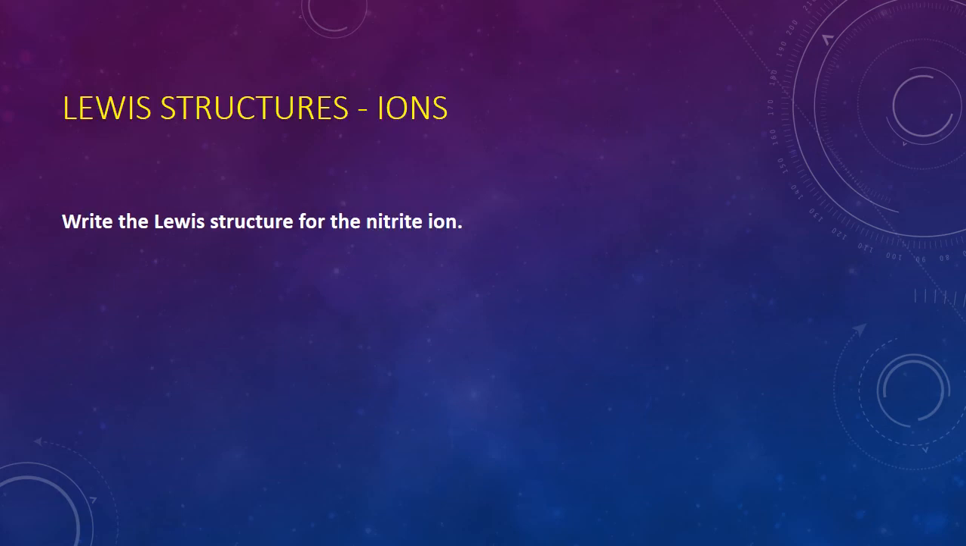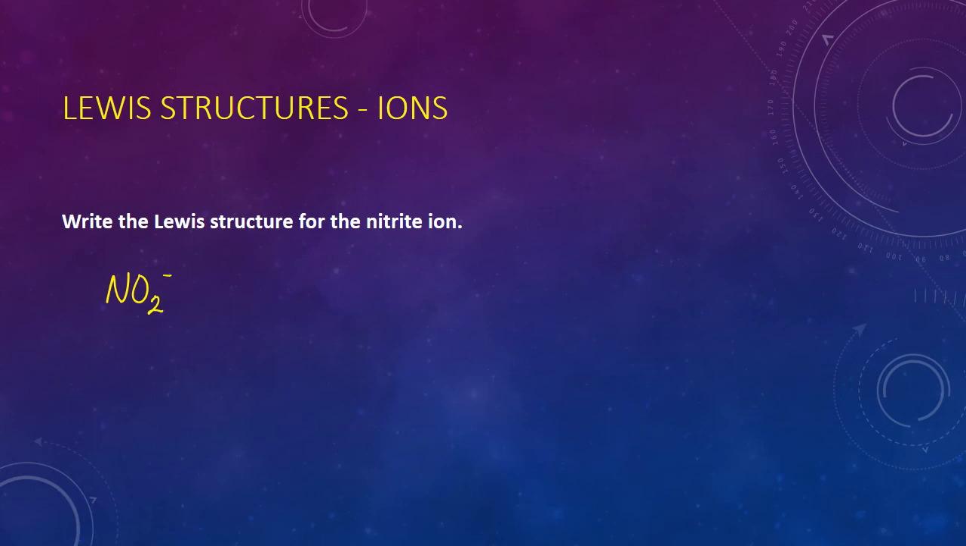Now we're going to do Lewis dot structures of ions. Don't roll your eyes. Okay, so we need the Lewis structure for the nitrite ion. Oh, goody, polyatomics. Nitrite is NO2 with a -1 charge.